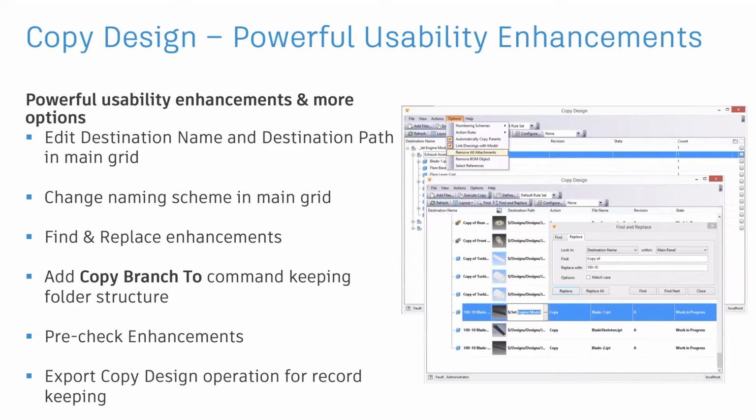Another big enhancement, after the fact, is that when your copy design dialog is complete, or your copy operation is complete, you can export the copy operation for your own records. You may want to know, what did I actually copy? What did I reuse? What did I replace? Maybe what did I exclude from my copy operation. You can now export that and save it off and view it later inside of Excel, as it exports out to an Excel style file format.